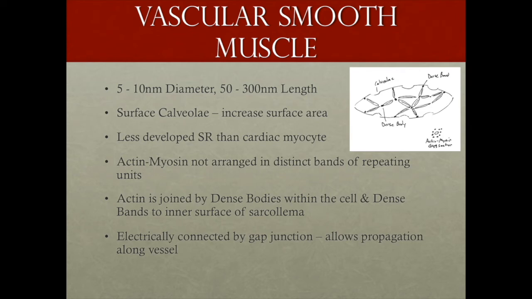Actin and myosin, while still present, are not arranged in the distinct bands of repeating units associated with myocytes. Actin is joined together end to end by dense bodies within the cell and dense bands to the inner surface of the cell. Electrically, they are connected by gap junctions, which allow propagation of action potentials along the vessel.